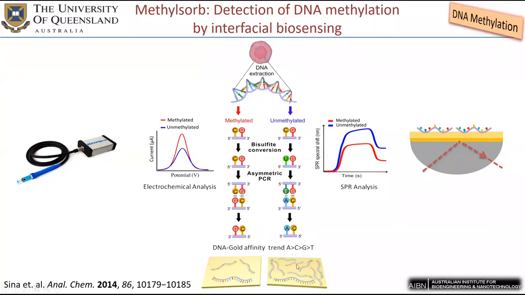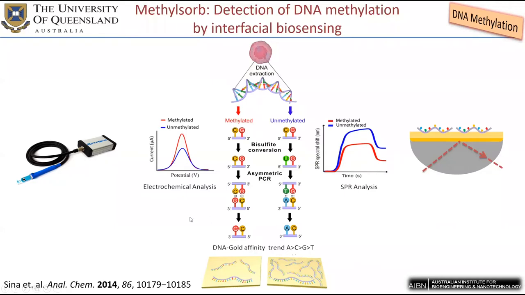So we detected this adsorption difference using a surface plasmon resonance biosensor, because surface plasmon resonance involves changing the refractive index based on the mass change on the surface. So if you get more mass on the surface, you get a higher signal. So that's why you got a higher signal for unmethylated DNA, and there is less adsorption for methylated DNA, so you got a lower signal for methylated DNA.